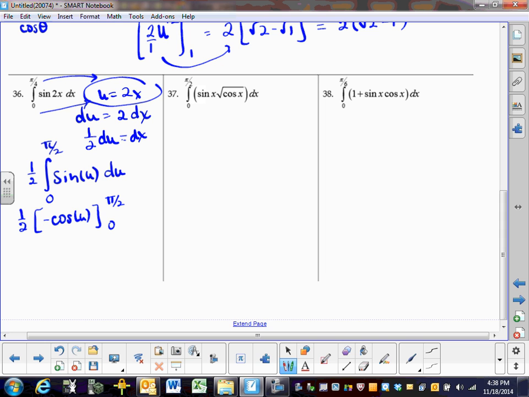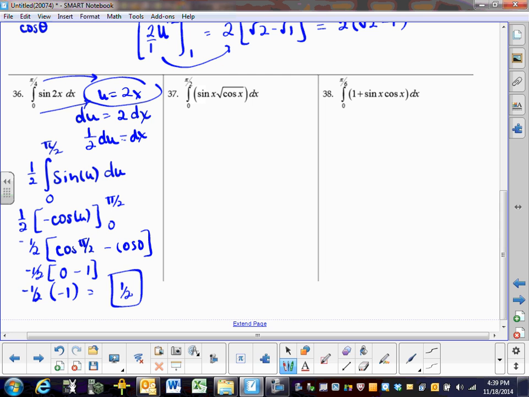And remember, we have limits, and when we have limits, we never, ever, ever get back together with our x. I'm going to factor out the negative and put it with the half so that I can just deal with cosine pi over 2 minus cosine 0 without having to consider sign changes and double negatives. So I have negative half. Cosine pi over 2 is 0, minus cosine 0 is 1. So I have negative half times negative 1, which is positive half.